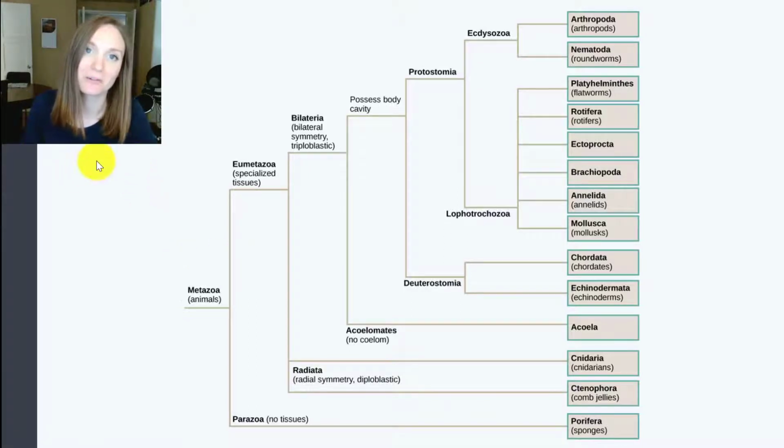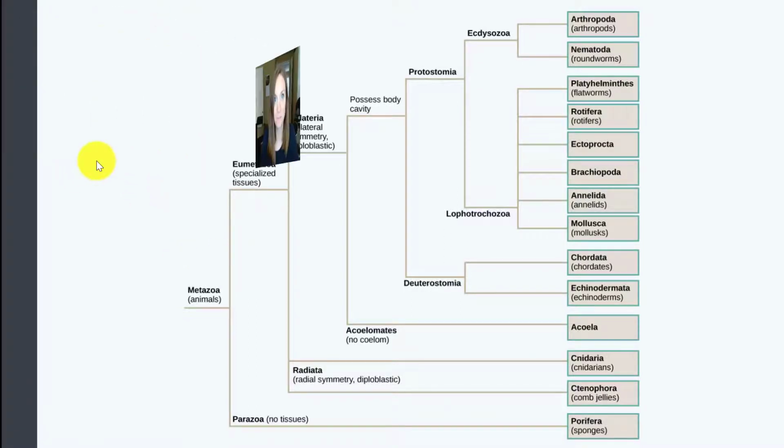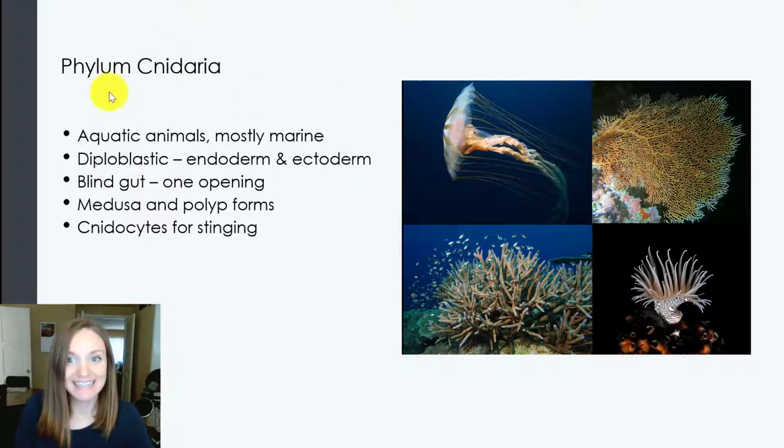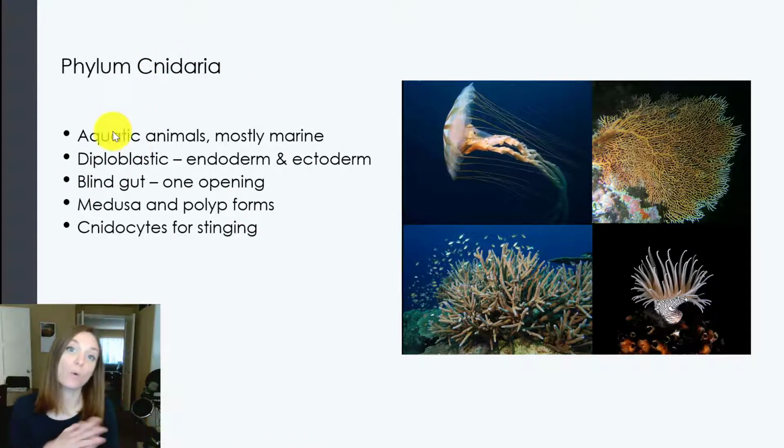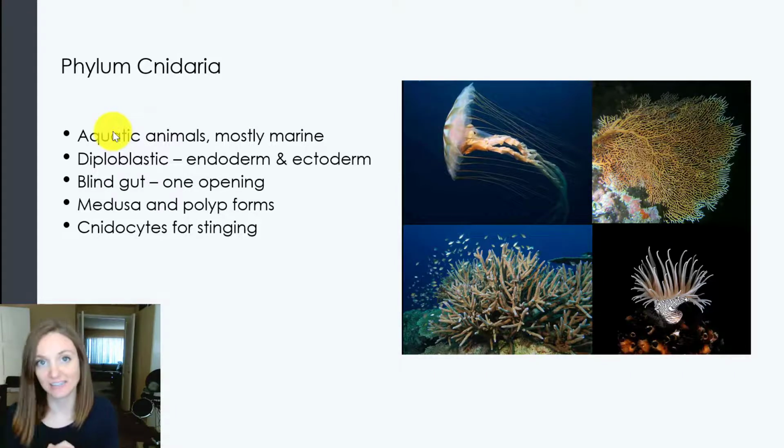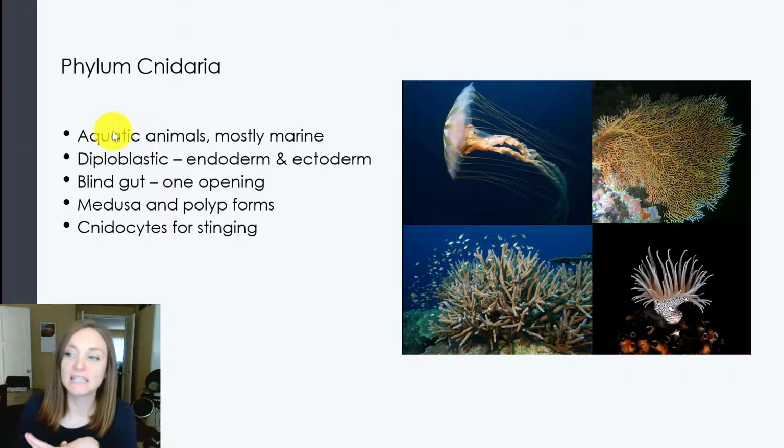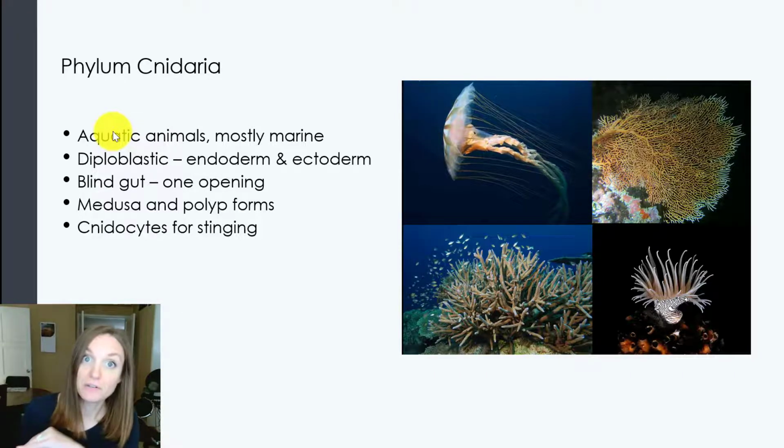But let's talk more about what makes this group unique. So Phylum Cnidaria, again, that C is silent. The cnidarians are all aquatic. We do not find any cnidarians living on land. And even though there are some that are freshwater, most of these species live in marine environments, so in the oceans, in saltwater, usually.